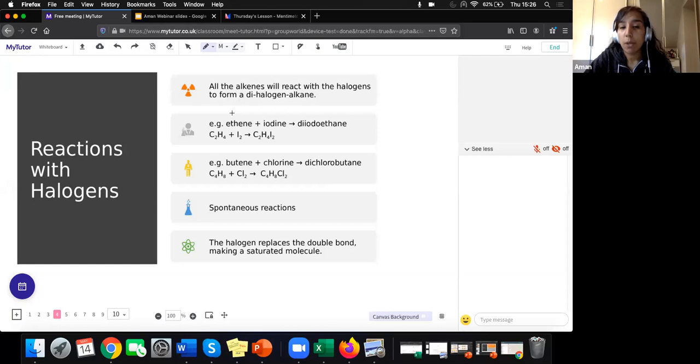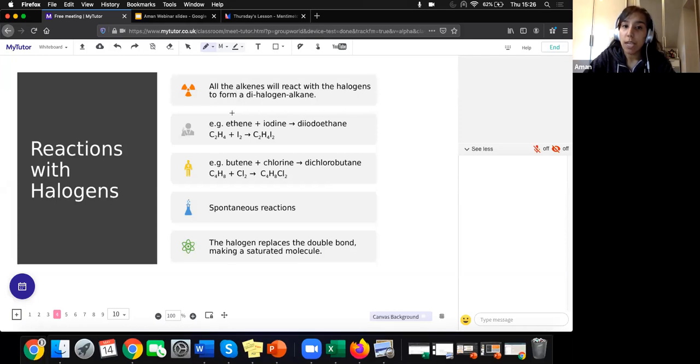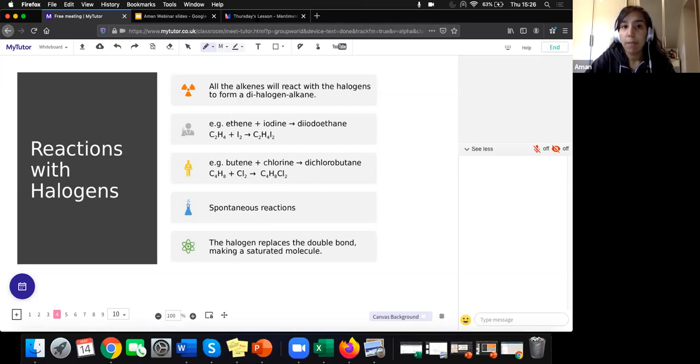You need to know their combustion reactions, which are all incomplete, but they will tell you whether it produces carbon monoxide or carbon, and water is always produced. And if they give you a different alkene, they will either give you the formula for it or tell you how many carbon atoms are in it, and then you just need to work out the number of hydrogen atoms. But if you remember the general formula, CnH2n, then you should be able to work out the alkene. Any other questions on that before we go through the reactions with halogens?